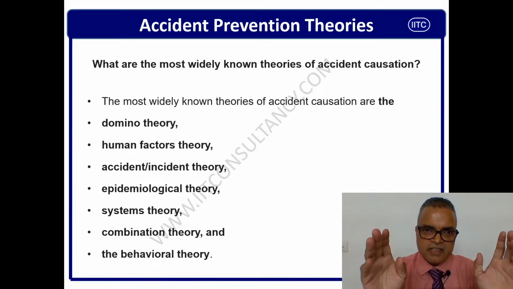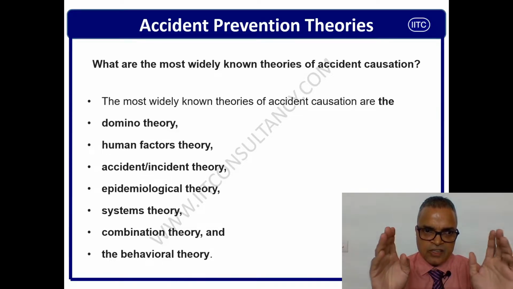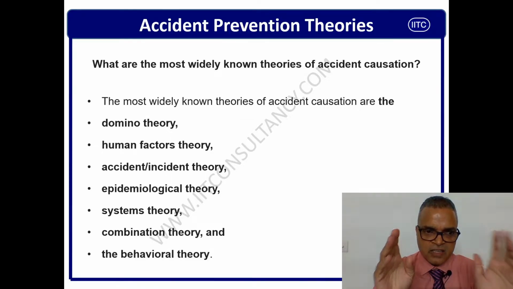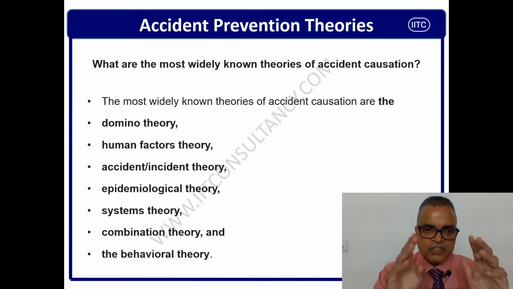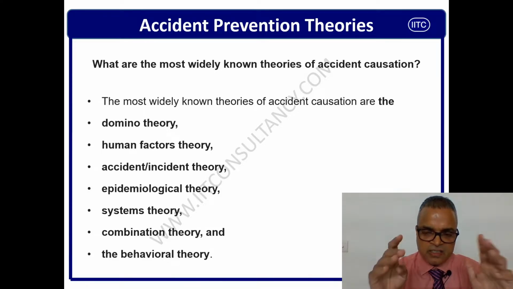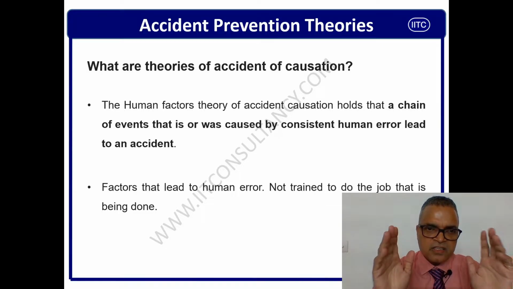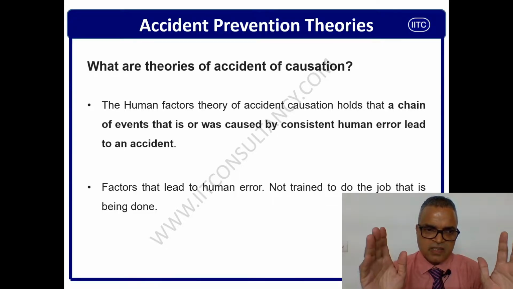Now we will see the most widely acceptable and known theories in accident causation: domino theory, human factor theory, accident incident theory, epidemiological theory, system theory, combination theory, and behavior theory. This we will see one by one in the following slides. Now we will see what the theories of accident causation are.